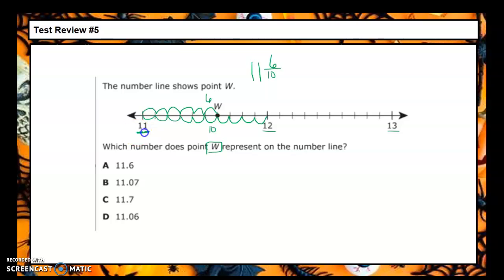So that would be 11 and 6/10, but I need to write that as a decimal, it looks like. So I can go ahead and mark off B and C because those are at 7. And then I need to ask myself, where is my tenths place when we talk about place value? Okay, it's going to come, remember, before your hundredths.